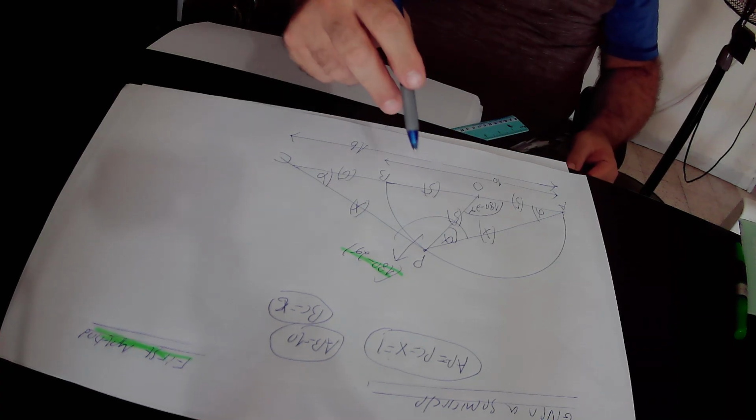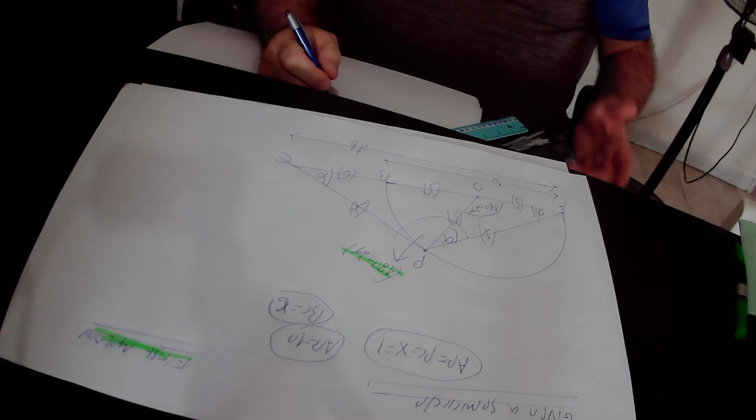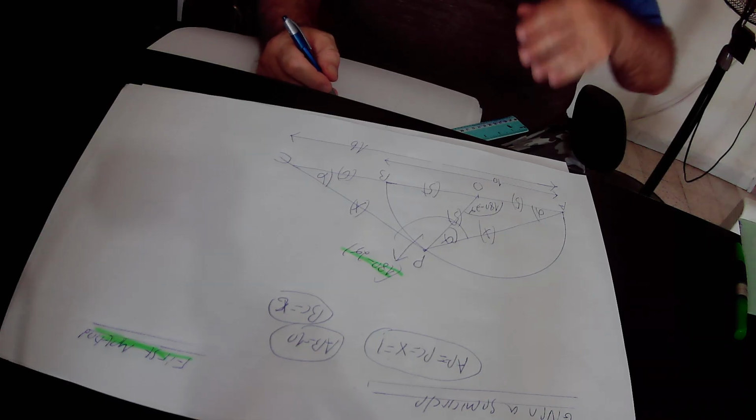Side AP equals side PC equals x. That is the line segment that we are looking for in this question.